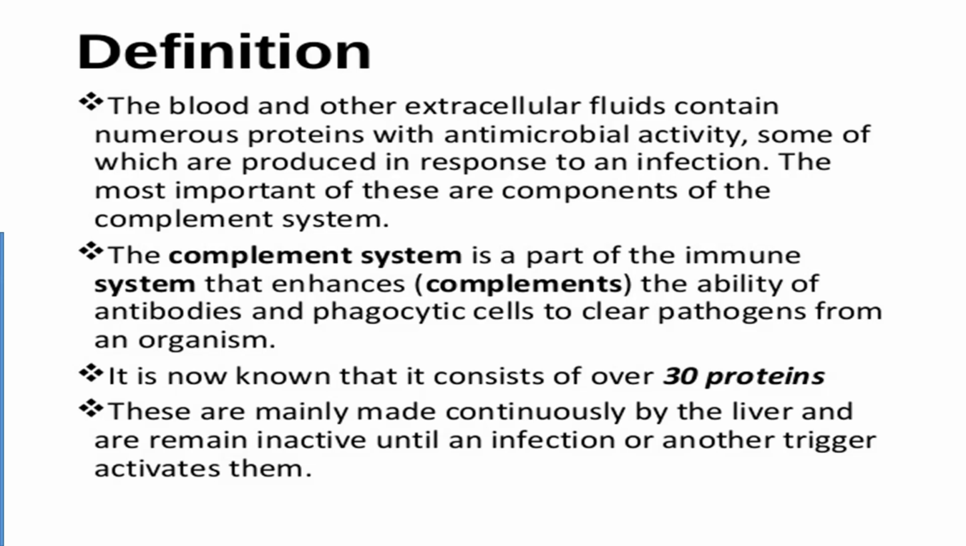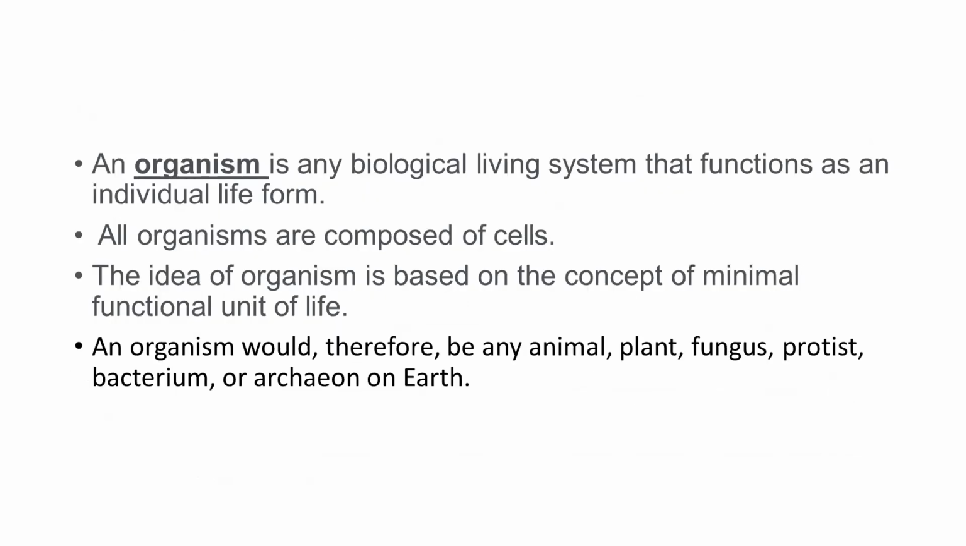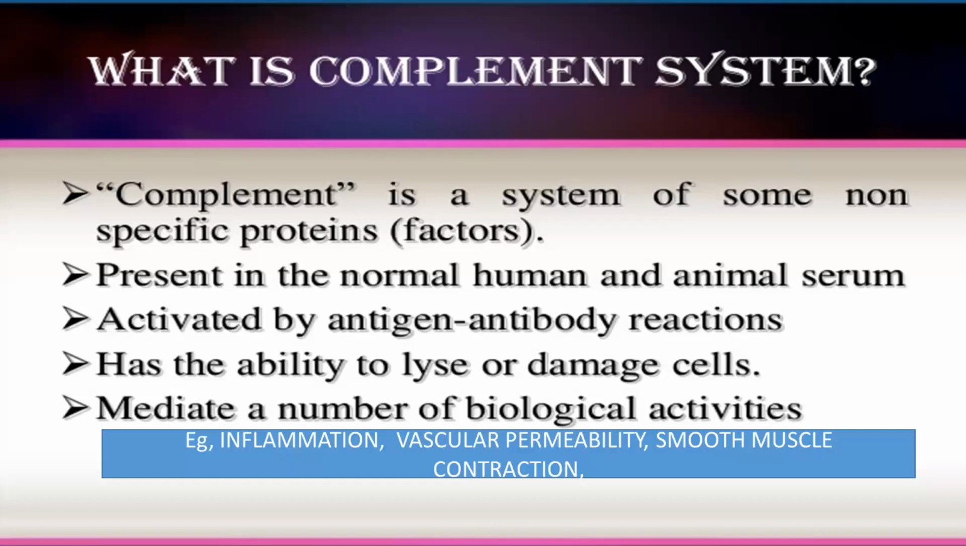These proteins produced by the liver, 30 in number, are inactivated and can be destroyed if they are heated at 56 degrees centigrade for half an hour. So the complement system is made of non-specific proteins, which are factors present in normal human and animal serum. They are activated by antibody reactions.